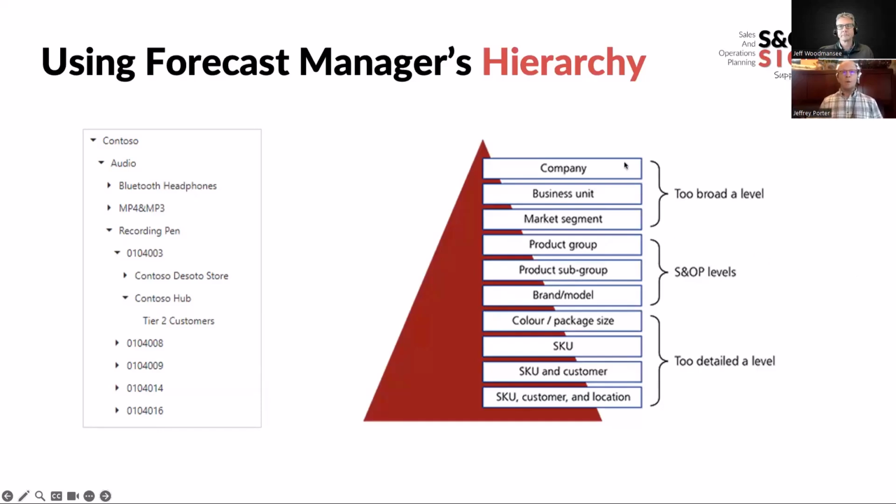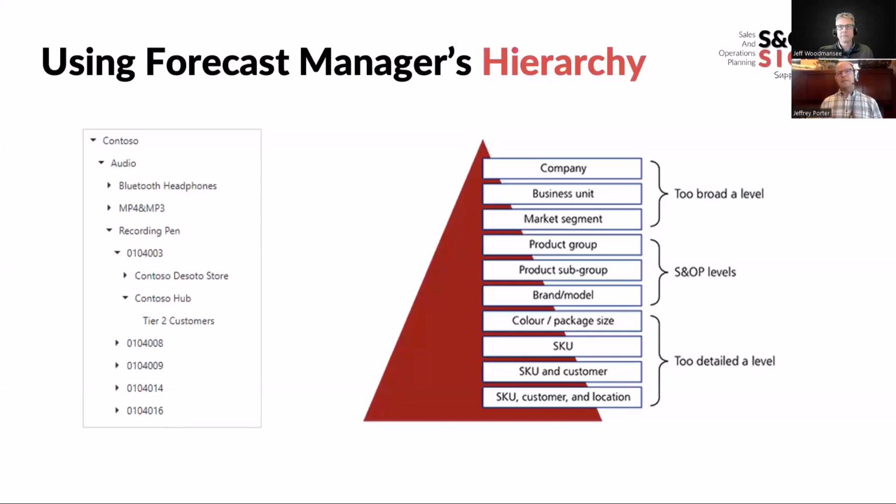So company level's too broad. Typically a business unit's too broad. A market segment's typically too broad. What's more helpful though, product families, maybe I have a brand, maybe I have a subgroup, something that I can get my arms around that we can start looking at trending, and it typically moves in aggregate. So that's a good one.